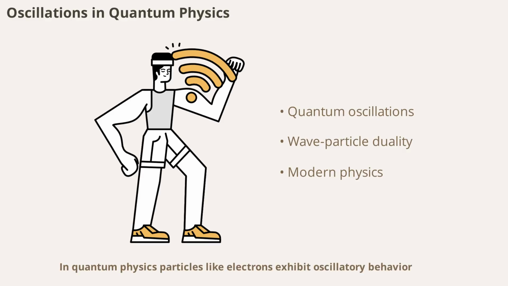In quantum physics, particles like electrons exhibit oscillatory behavior, such as wave-particle duality and quantum oscillations. These phenomena are at the heart of modern physics and have led to breakthroughs in technology, including lasers and semiconductors.